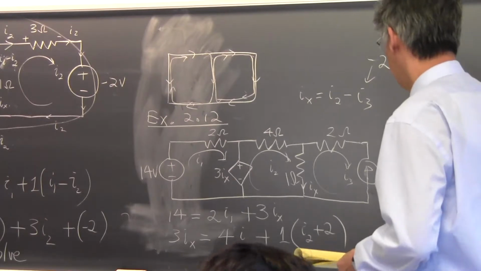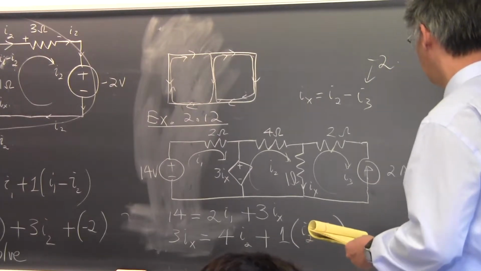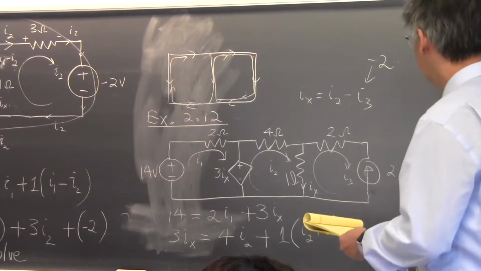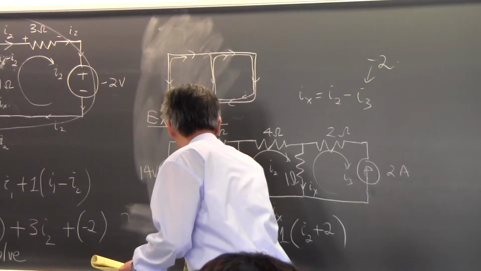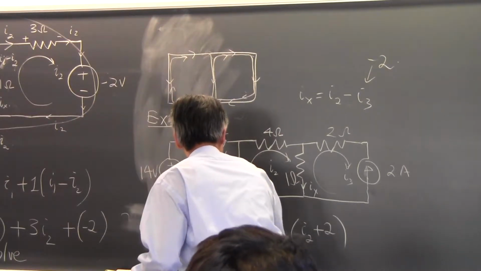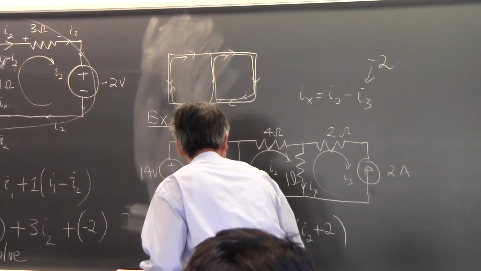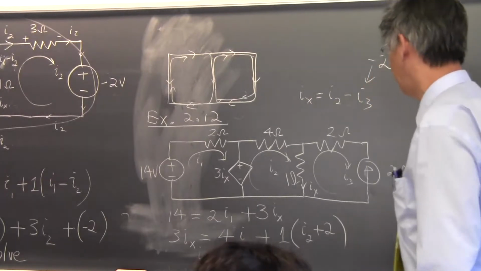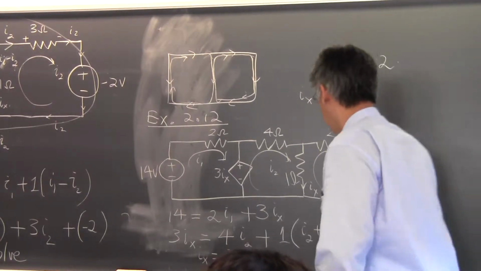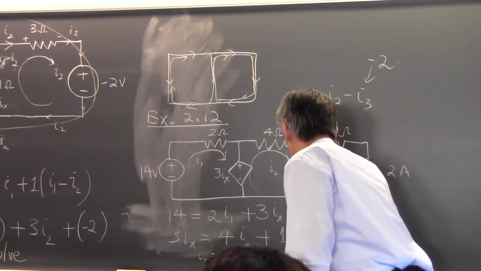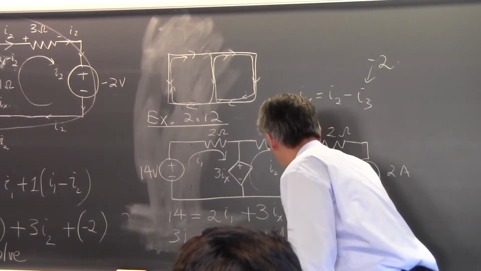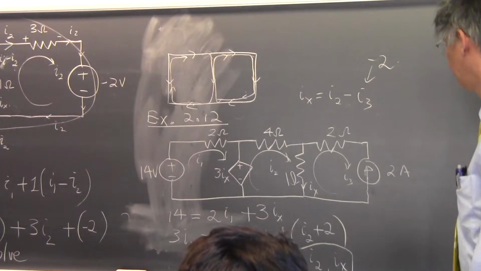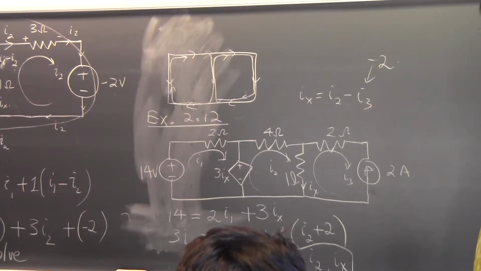Okay? And then together with the equation that I have over there, which is I2 plus 2, I have 3 equations and 3 unknowns. Okay, the unknowns are I1, I2, and Ix. 3 equations, 3 unknowns, I can solve for them, and you can do that systematically, I presume. I don't need to go through that.